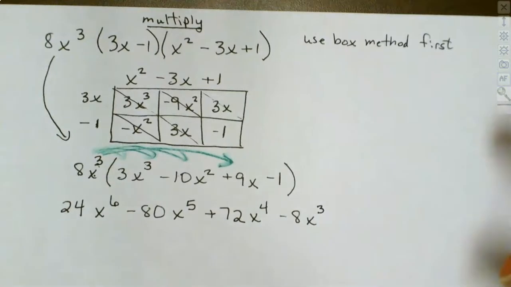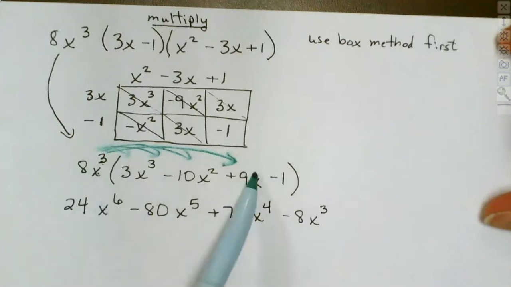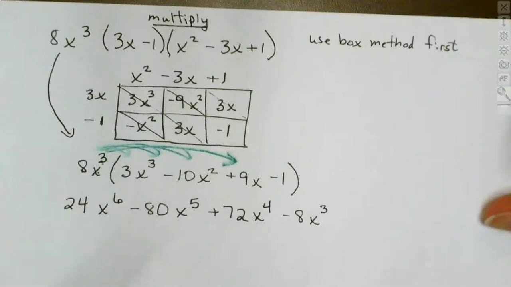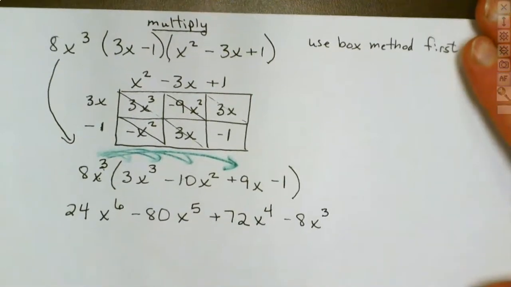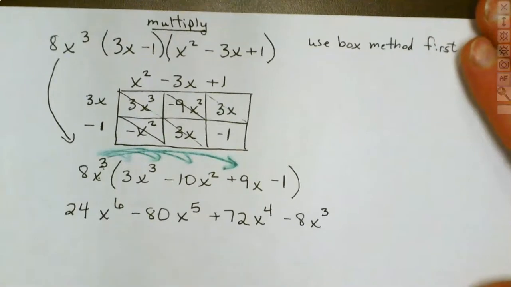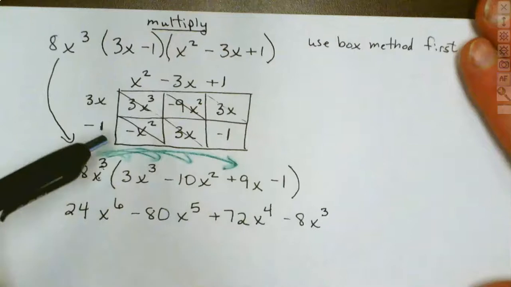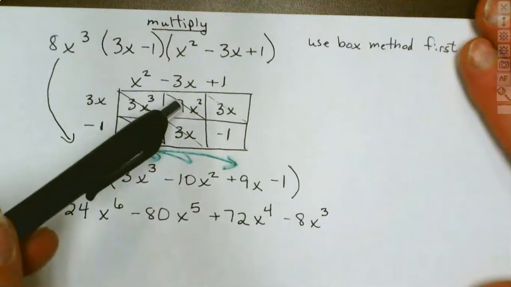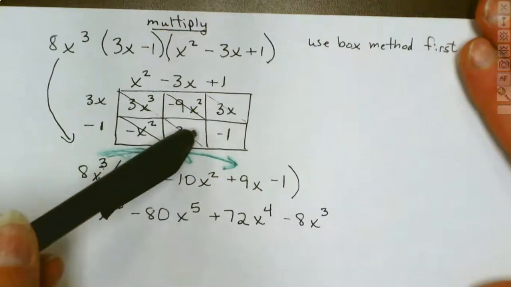Wait, how is it 72x? Let's see. Okay. Yeah, 8 times 9. 8 times 9 is 72, isn't it? Yeah. I was just confused. I got 6x instead of 9x. Okay, let's make sure. Did I add wrong? Oh, I did, didn't I? Let's make sure those go together. Yep, my mistake. I wasn't careful.